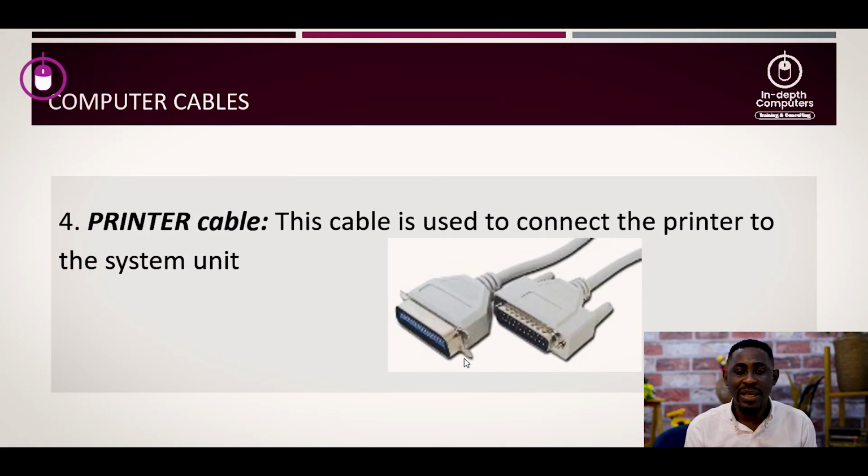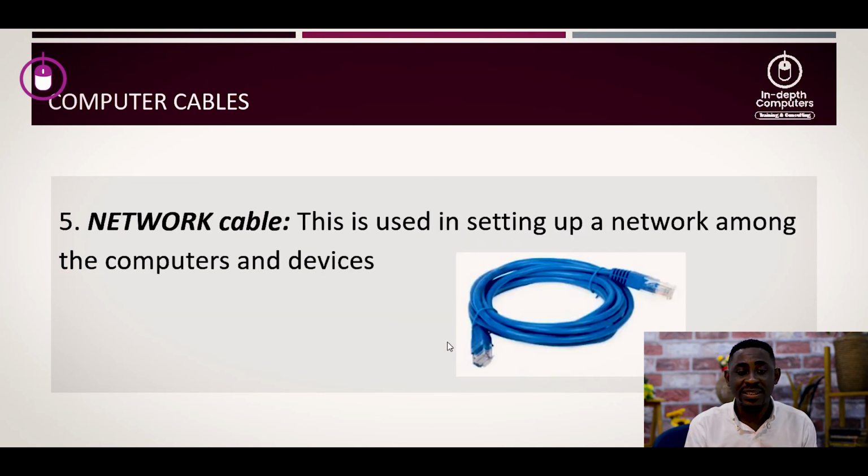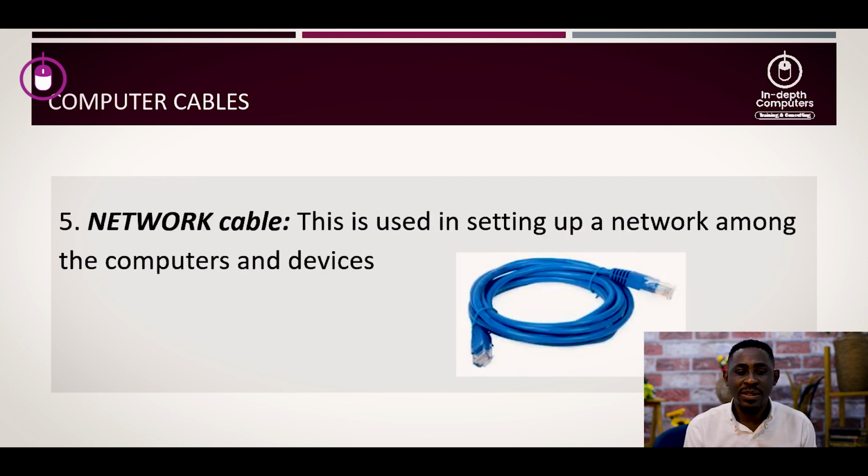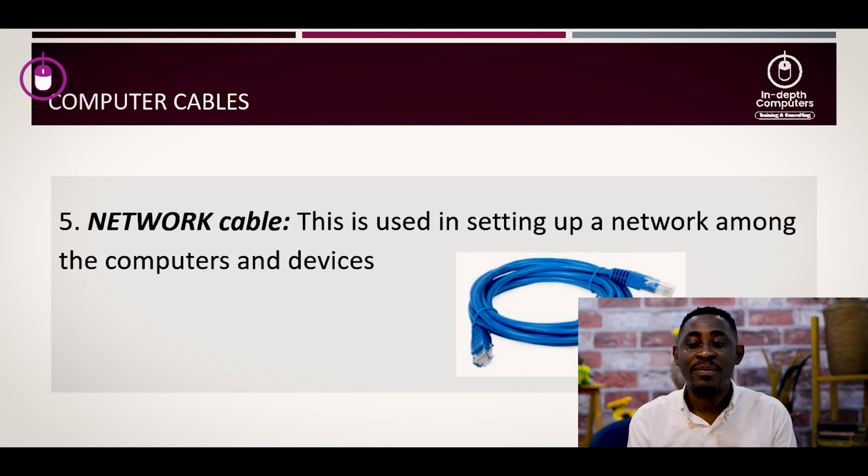And then the last thing that I want to talk about here, okay, not the last thing, but still talking about the printer cable. You want to connect the computer system to the printer, you can use the printer cable. There are different types of printer cable. There's a USB printer cable, and then the last cable that I want to talk about here is the network cable. This is used in setting up a network among two computers. So if I want to connect two computers together, so this is laptop 1, I want to connect laptop 2, so that they can share files, I can use the network cable.